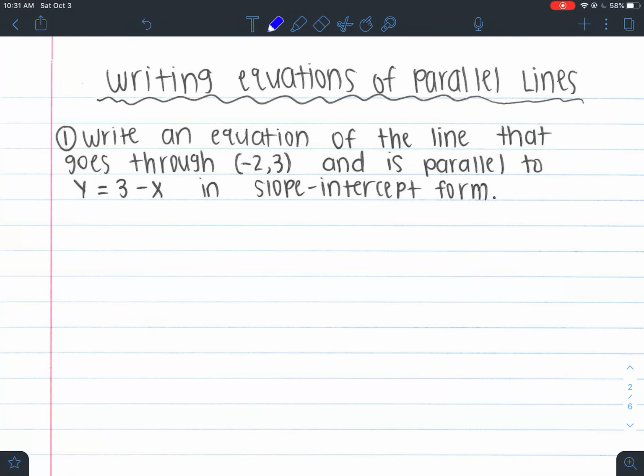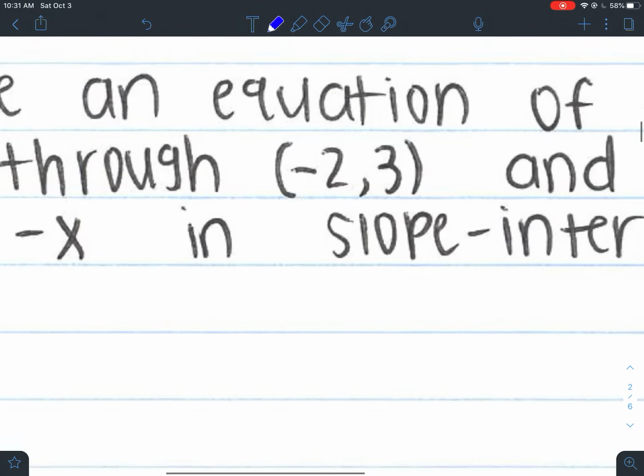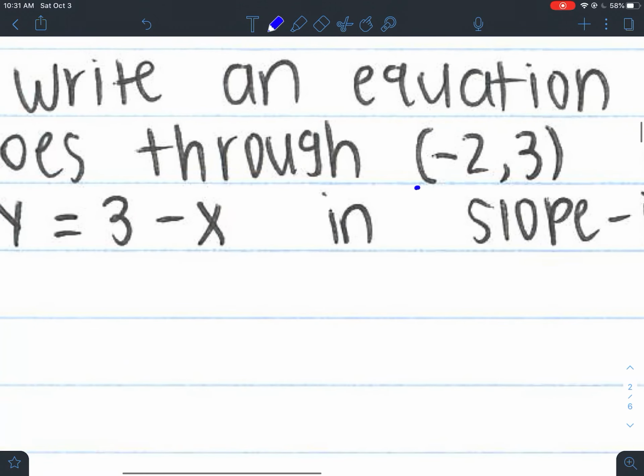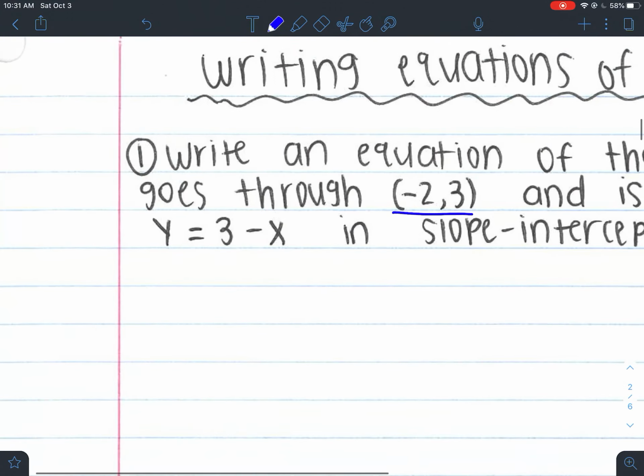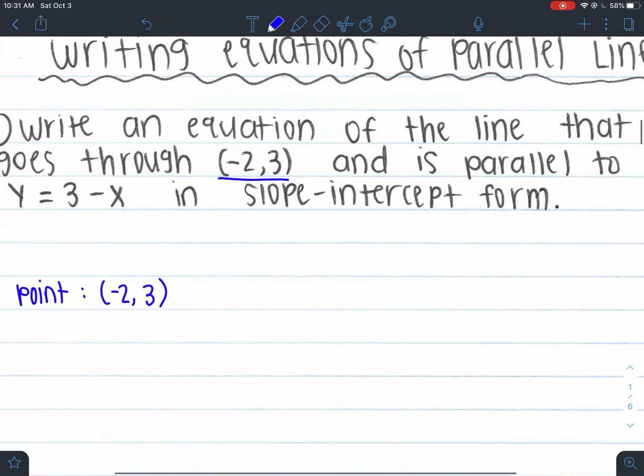Now, they want that equation to go through the point -2, 3. So they're telling us, hey, use this point, -2, 3. So I know that for a fact. I know I need to use the point -2, 3. Okay, so I have to use that point.